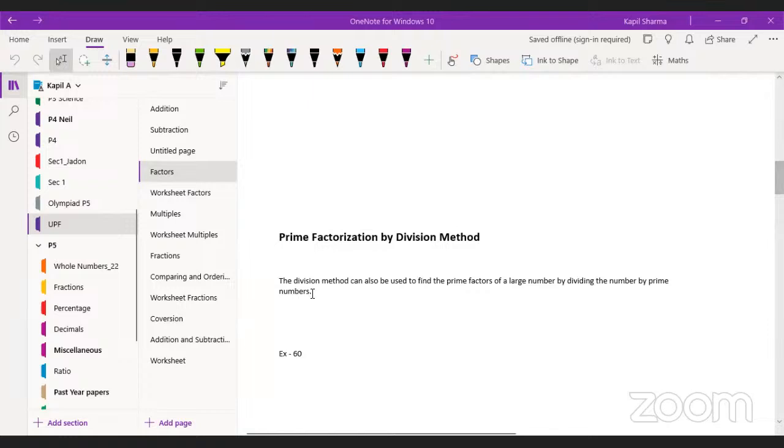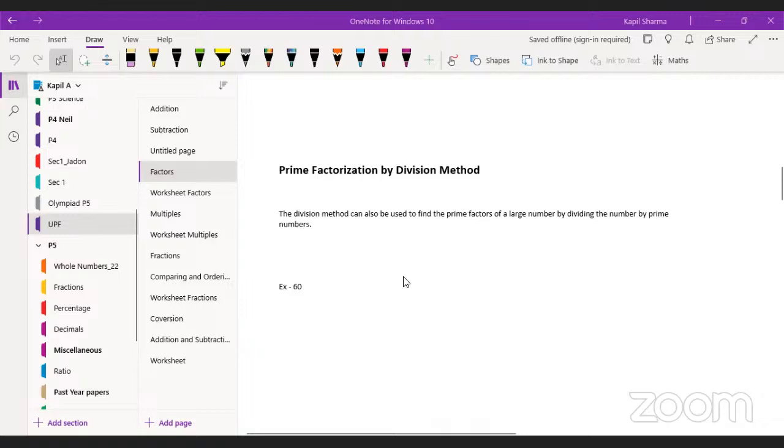So let's try to understand this with the help of an example. Let's say we need to find the prime factors of 60. So what we do, we write 60. We start with the smallest prime number, which in this case is 2, and we see if it's divisible by 2 or not. So 60 is definitely divisible by 2, and then we divide 60 by 2 and write the quotient here.